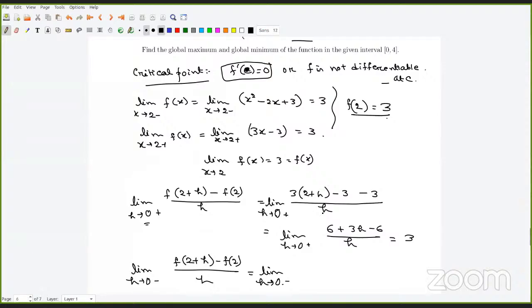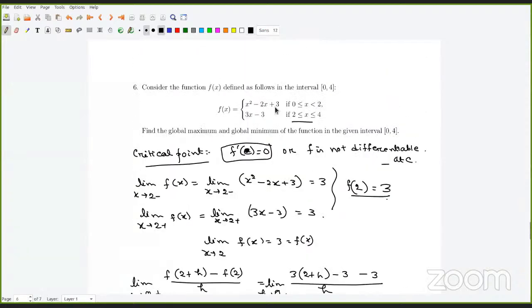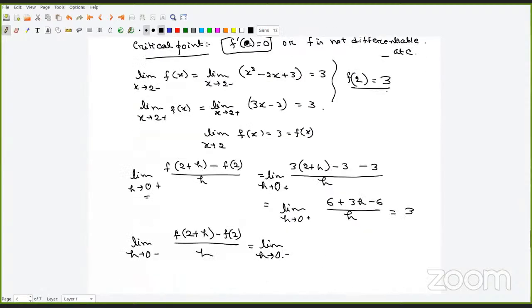So what is f(2+h) here? We have to take the x-first function, right? 2 minus 2 plus h. So (2+h) whole square minus 2 into (2+h), then plus 3, right? And then f(2) is minus 3. f(2) is 3, so it is minus 3 by h, right?